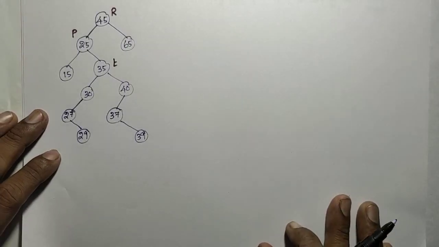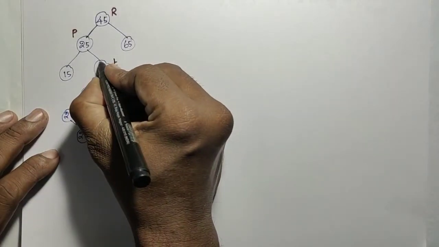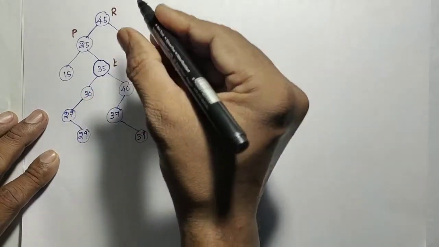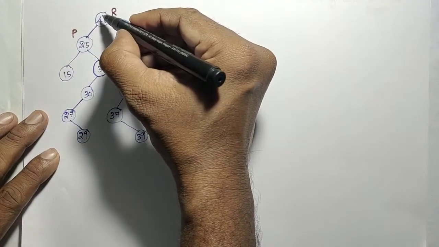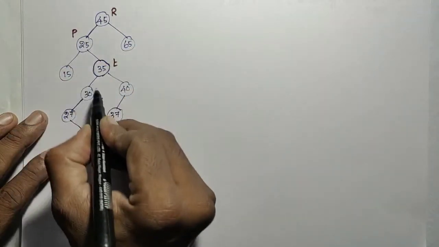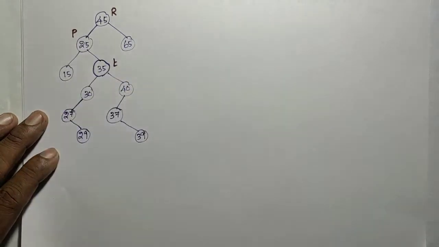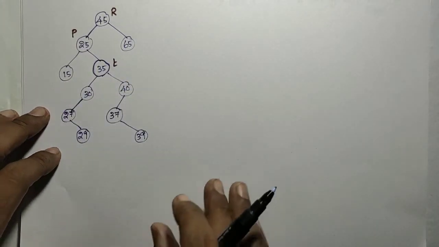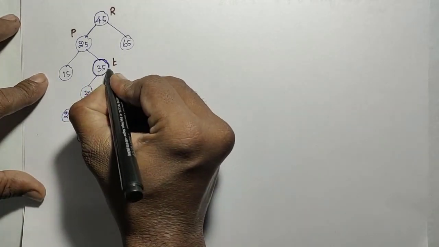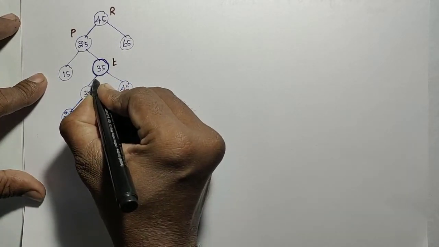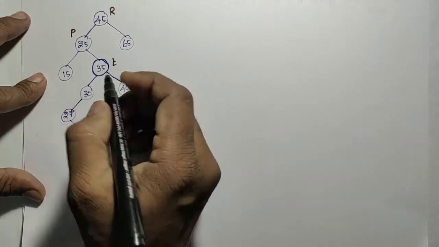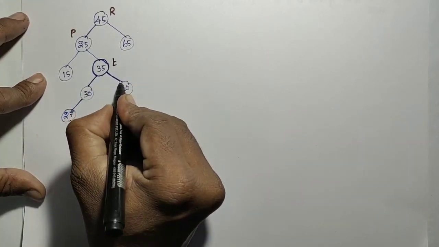Consider this example situation, the third case. Here I want to delete the 35. We have also done the searching. T started here, and we got T. By this time P is 25 and T is the right of P. Here T is having both left and right subtree. This is the third case.